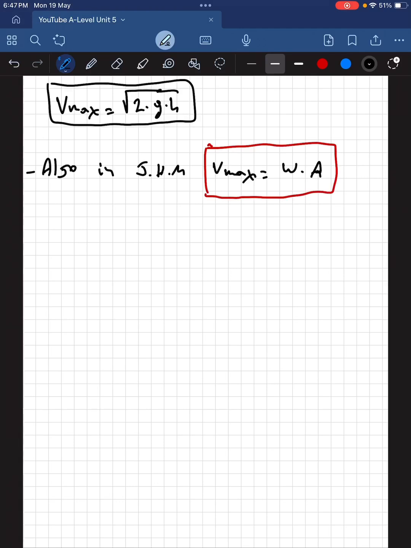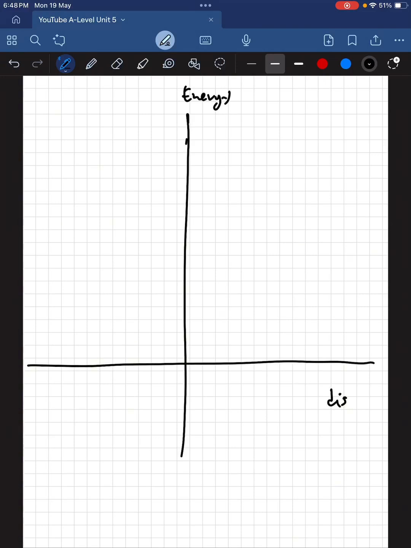All right, now for the general case, let me use a clean page. I'm sorry, for the general case, if we plot energy with respect to displacement in simple harmonic motion, let me make better letters. I'm sorry. So this is displacement, and this graph can be used for both the pendulum and the spring case, okay, or any oscillation for that matter.